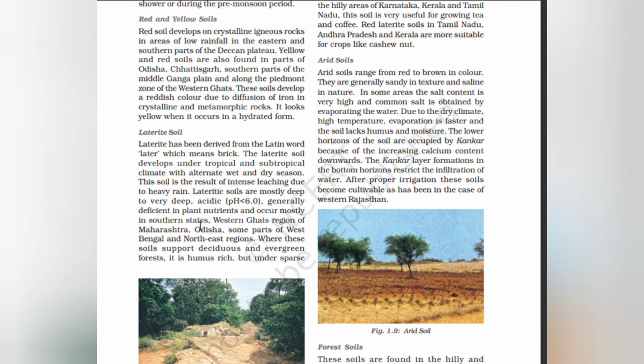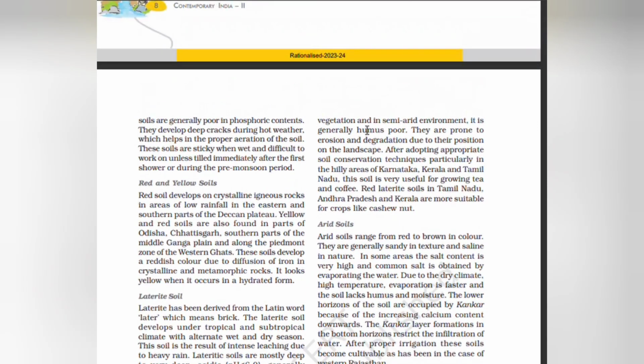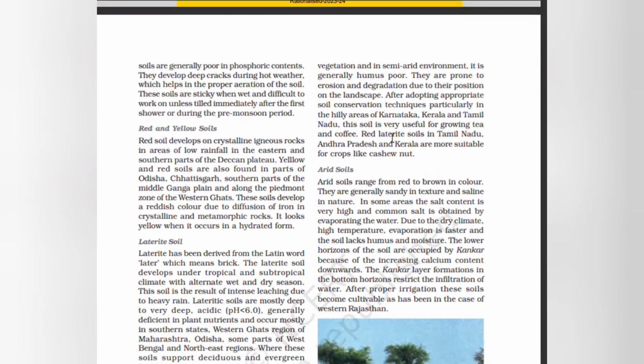Laterite soils are mostly deep to very deep, acidic, generally deficient in plant nutrients, and occur mostly in southern states, Western Ghat region of Maharashtra, Odisha, some parts of West Bengal, and northeast regions. Where the soils support deciduous and evergreen forests, it is humus rich, but under sparse vegetation and in a semi-arid environment, it is generally humus poor. They are prone to erosion and degradation due to their positions on the landscape.